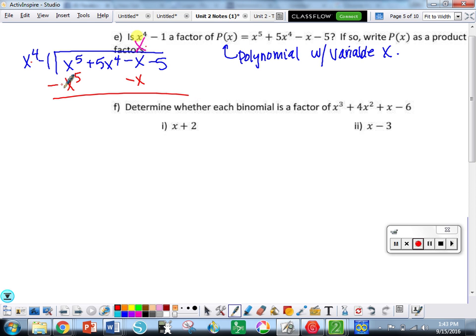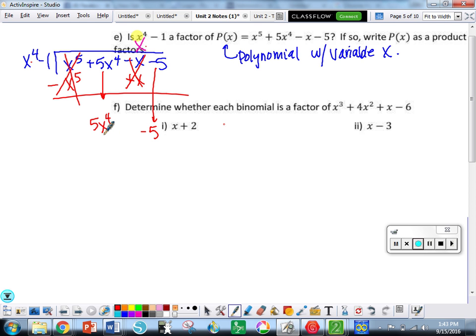Now we subtract. So I change that to a minus and that to a plus. Those will cancel. This has nothing to combine with, so you just have 5x to the fourth. This cancels, and I'm going to bring down that minus 5. Is that all right? And now we do it again.